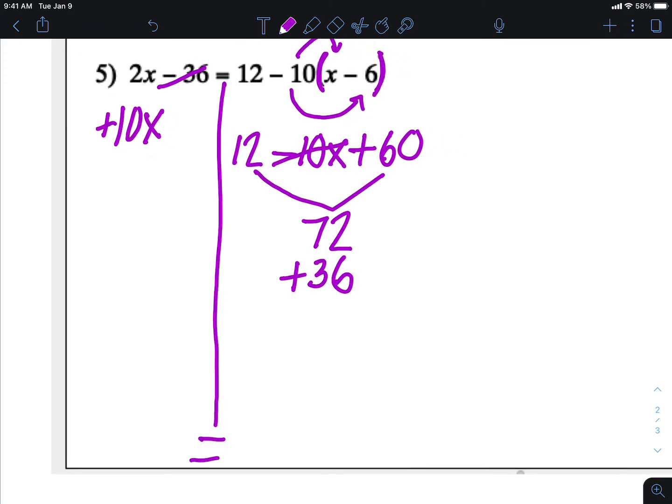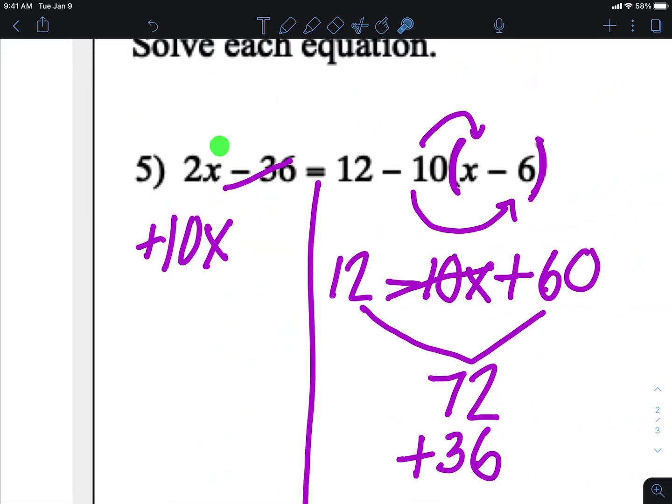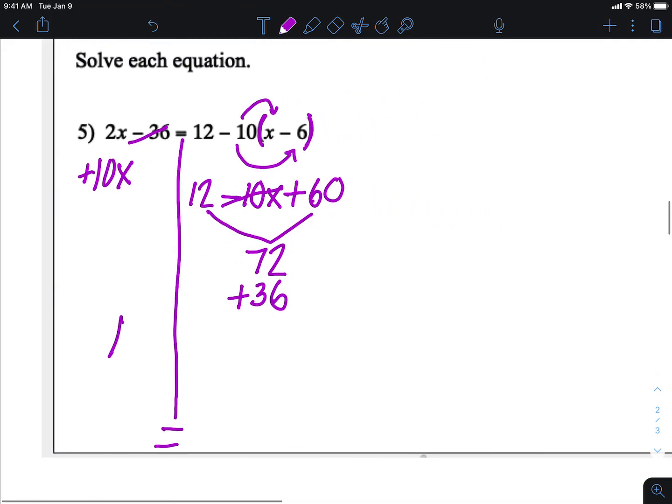So now, perfect. All my x's are on the left. All my numbers are on the right. So let's add these x's first. 2x plus 10x is 12x. And on the right side now, 72 plus 36 is 108.